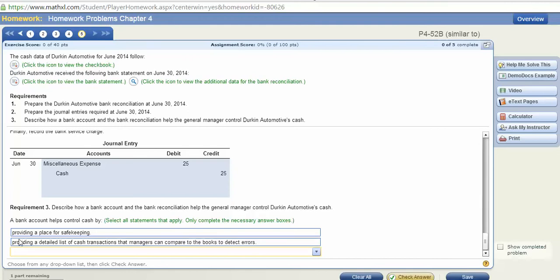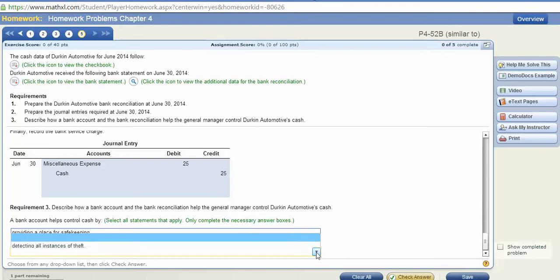Without a doubt, a bank account provides a place for safekeeping. That's one of the reasons people open bank accounts. The other one is it provides a detailed listing of cash transactions that managers can compare to the books. So it gives you a list of cash transactions that a manager can compare to the books to see if there's any errors. So it definitely does those two. Let's see why we're not doing the others.